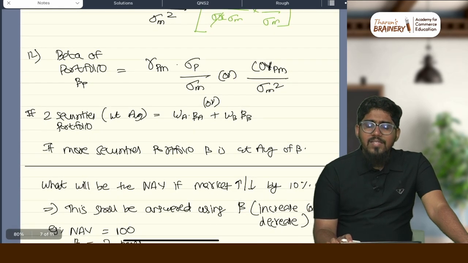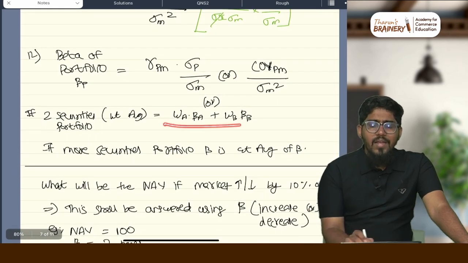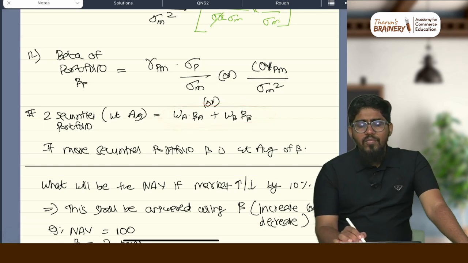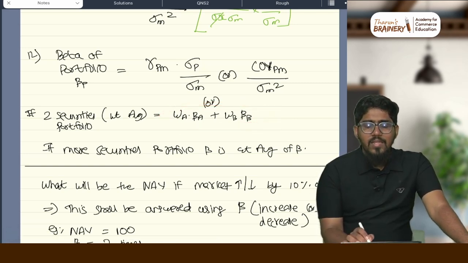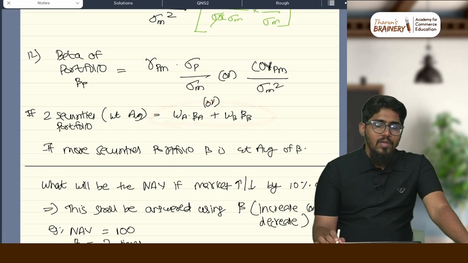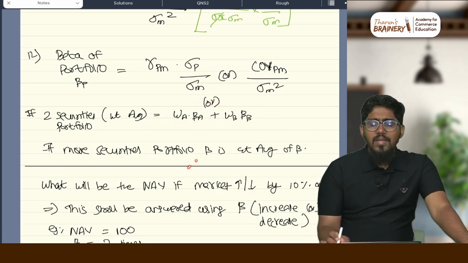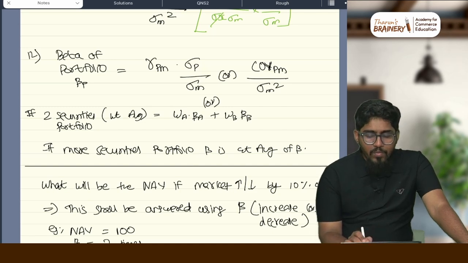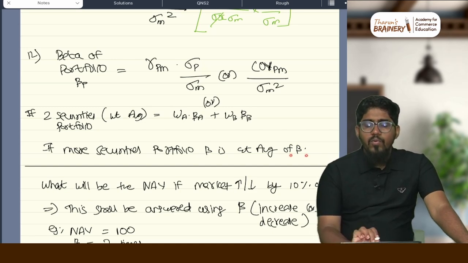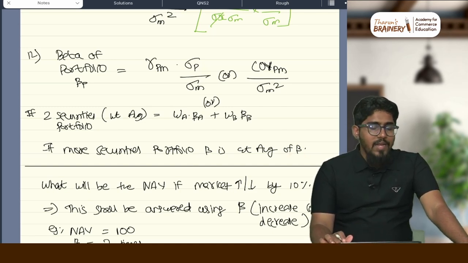The second thing is that the beta of the portfolio is nothing but a weighted average. If you know the beta of two securities, suppose your portfolio has only two securities, it is nothing but the weighted average beta. If more than two securities, then it is nothing but the weighted average. Clarity, if more securities, portfolio beta is the average of the betas. This much clarity you are having.